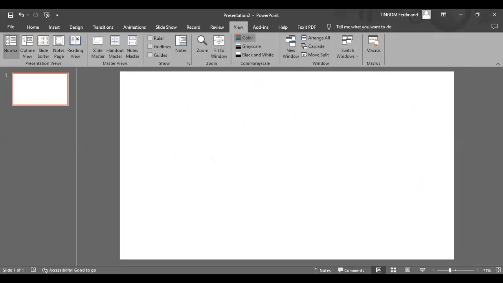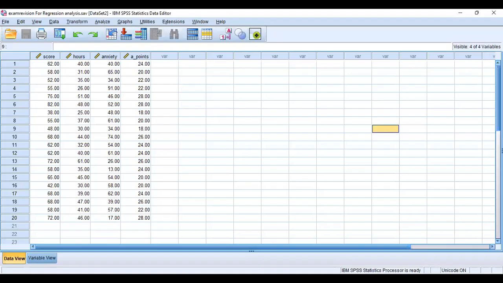So let's go back to our PowerPoint, to our data set, and try to do now a practical exercise. So I have the data here. We want to check the correlation that exists between these variables. There are certain things I will say as we progress, I'll talk about the different types of correlation.